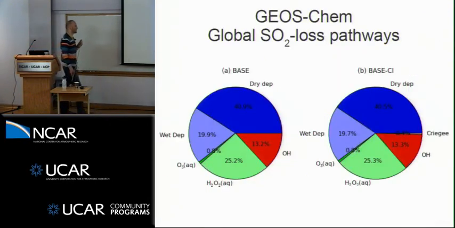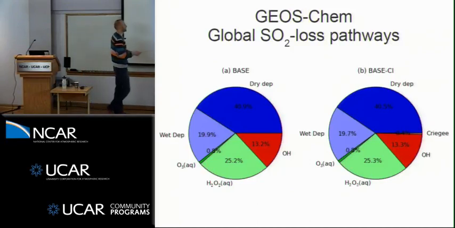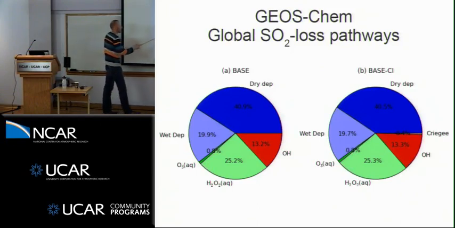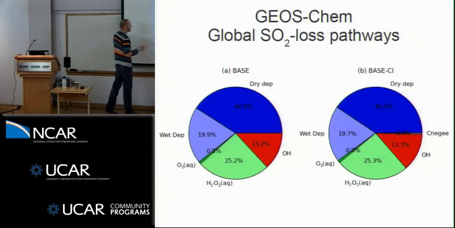So just to show the global picture in terms of SO2 loss pathways, before we put in the Criegee intermediate chemistry, this pie is what we had. When SO2 enters the atmosphere, roughly 60% of it is lost through wet deposition, 25% through aqueous chemistry, and about 13% through loss with OH.